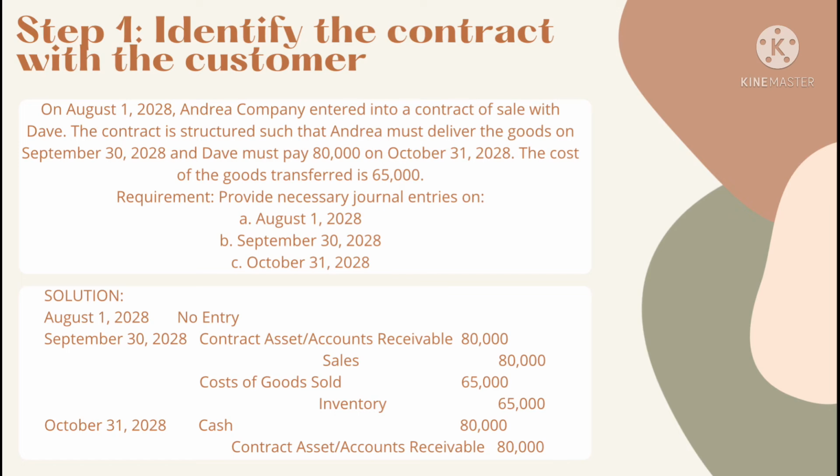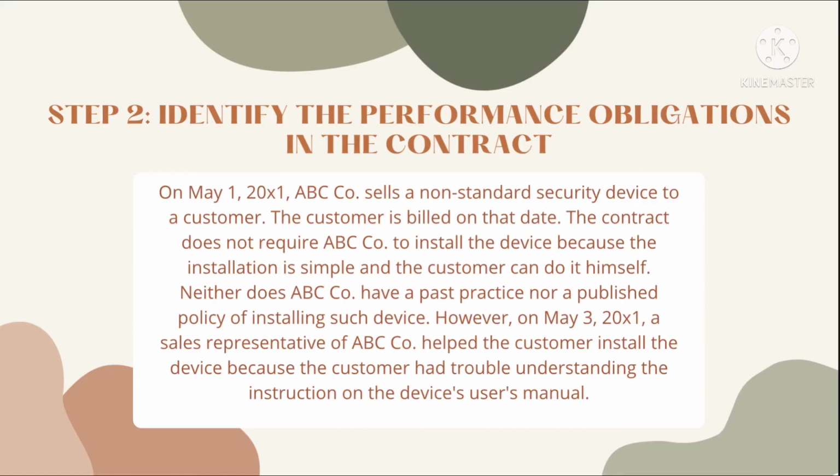So, dito naman sa part na to, yung debit dito ay cost of goods sold na $65,000 at credit na inventory na $65,000. Tas last, noong October 31, 2028, nagbayad na si buyer. So, if nagbayad na si buyer, pareho na sila nag-perform. If both parties did perform already the contracts, wala nang contract asset. So, kaya ang debit na dito ay cash na $80,000 at ang credit na dito ay contract asset or account receivable na $80,000.